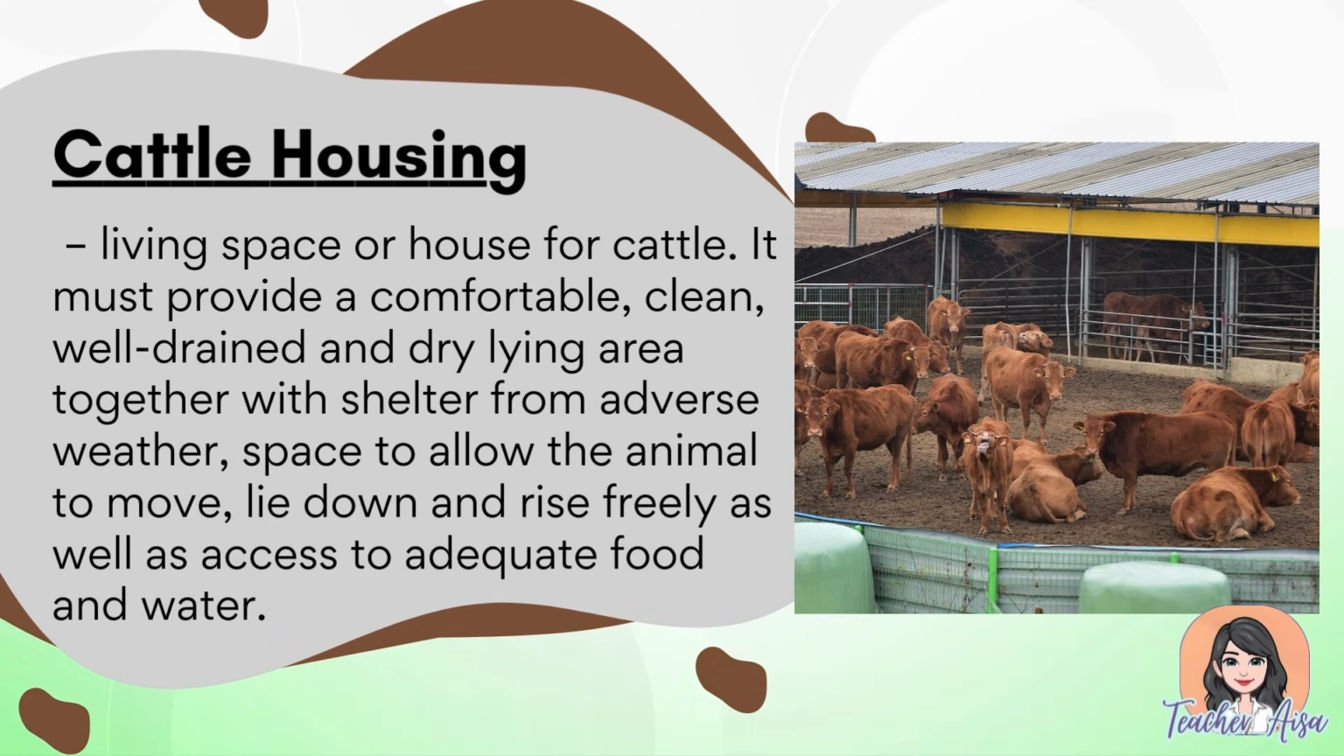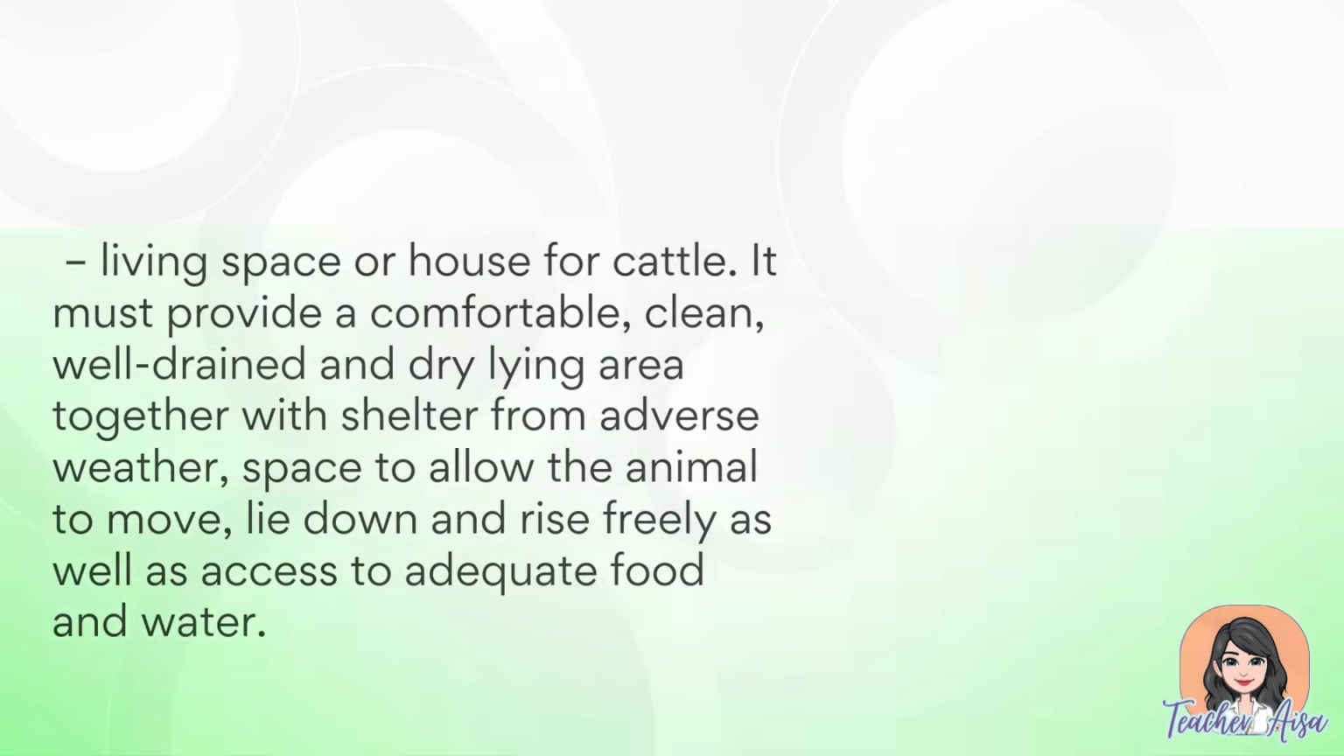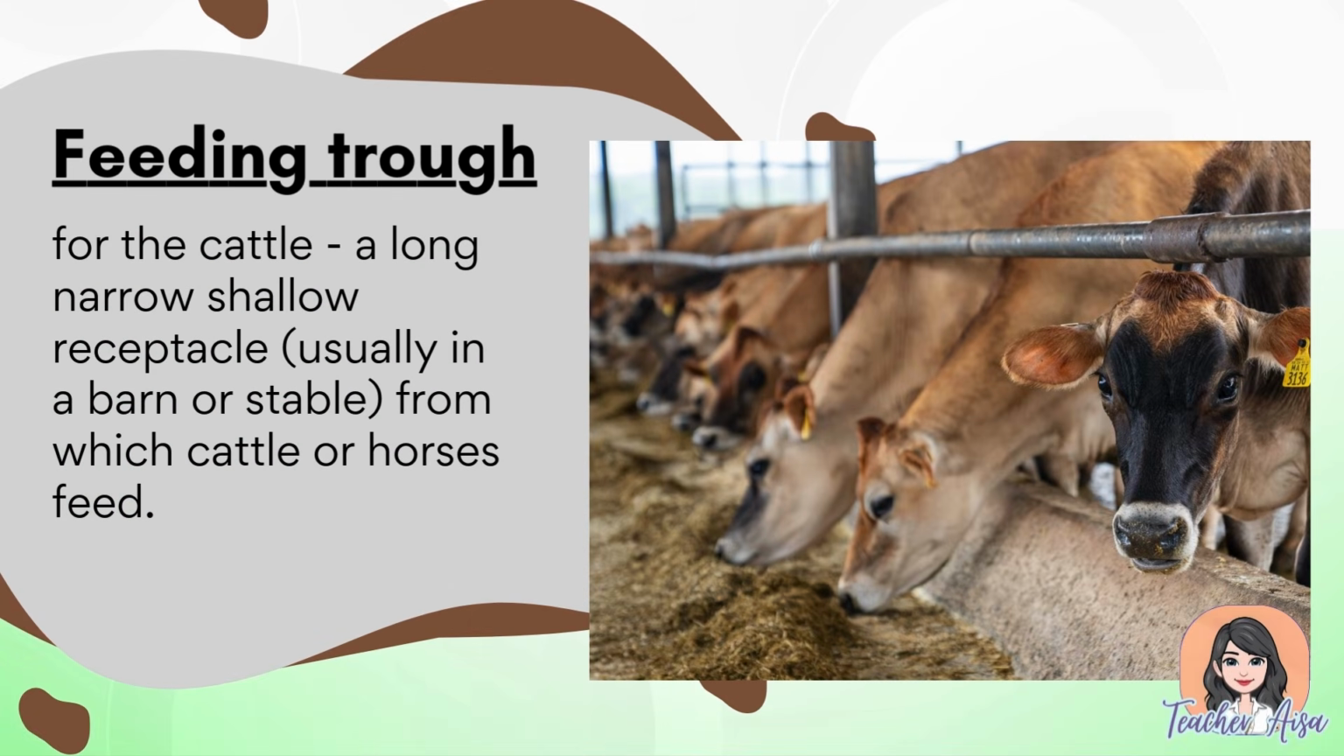Cattle housing. It is a living space or house for cattle. It must provide a comfortable, clean, well-drained and dry lying area together with shelter from adverse weather, space to allow the animal to move, lie down and rise freely, as well as access to adequate food and water. Feeding trough. For the cattle, a long, narrow, shallow receptacle, usually in a barn or stable, from which cattle or horses feed.